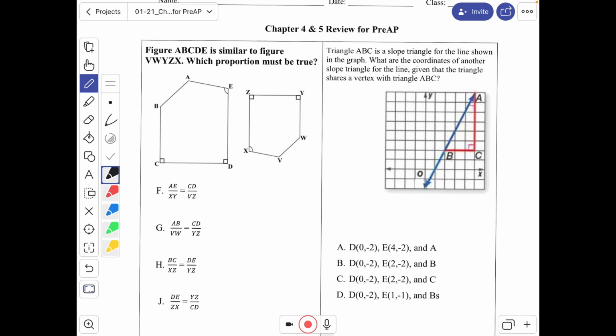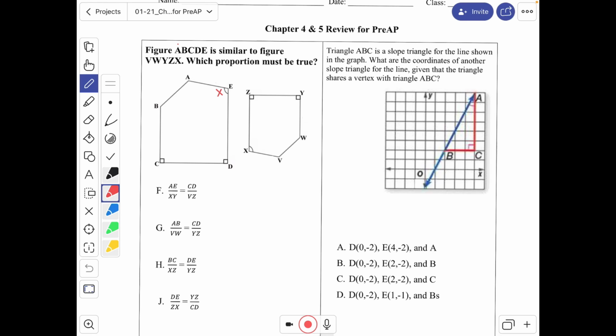Now for the pre-AP section of the Chapter 4 and 5 review. Figure A, B, C, D, E is similar to figure V, W, Y, Z, X. Which proportion must be true? So if you'll notice, the two shapes don't exactly line up. They're kind of turned different directions. You can use the markings in the corners by the angles. So like angle E has one line, that's going to go with angle X, which also has one line. But then there's two right angles, and if you're not very good at manipulating the shapes in your mind, it might be kind of hard to line those up.